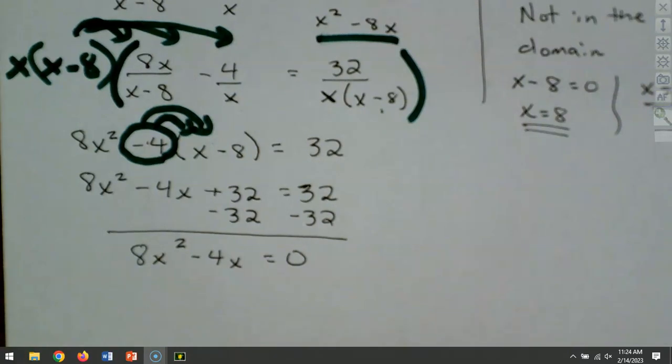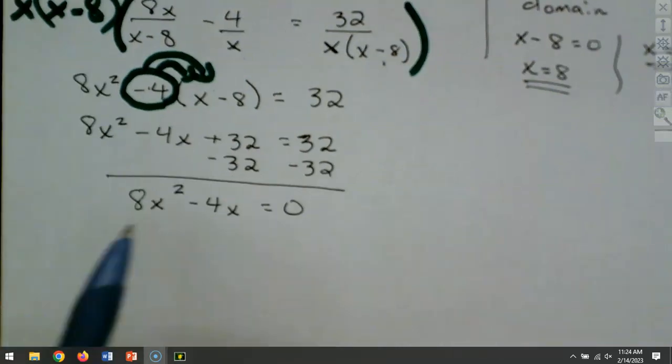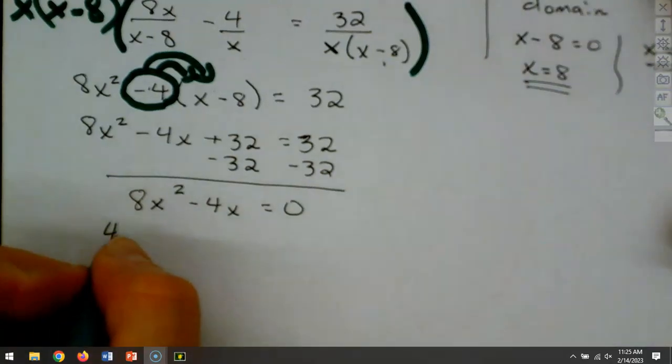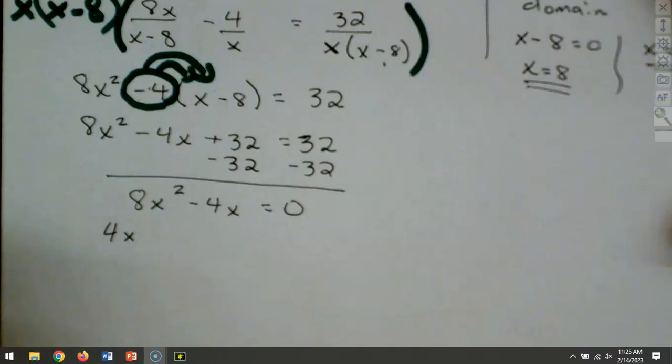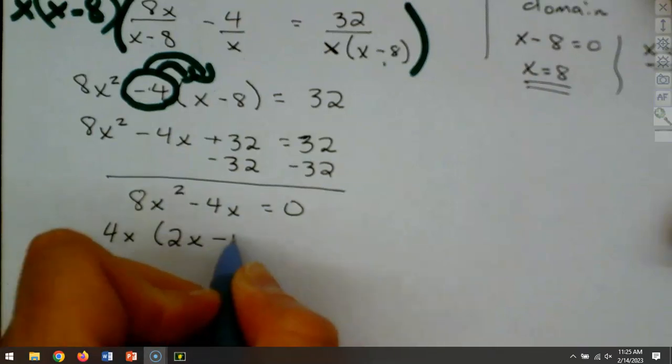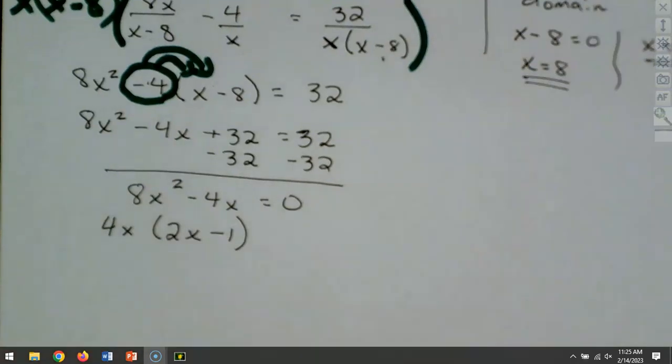Now, how would we go ahead and finish this one out? Well, we need to solve it by factoring. So what can I factor out of the left-hand side? Can someone tell me? Someone said it. I can take out a 4x, right? And if I take a 4x out, that leaves me with a 2x minus 1 equals 0.